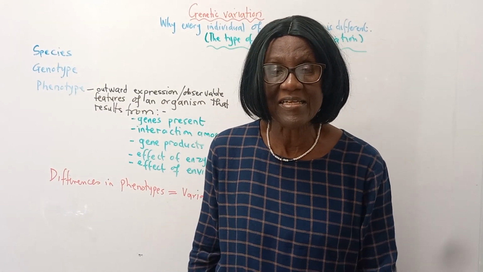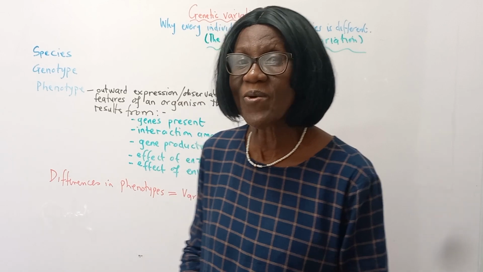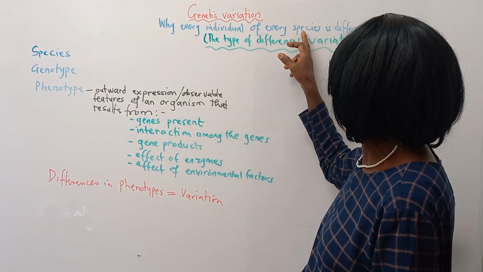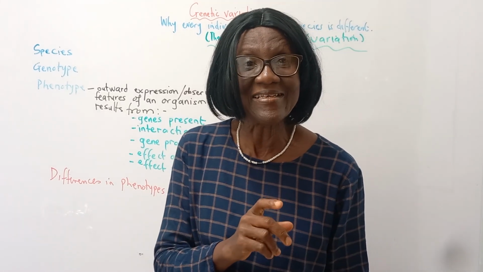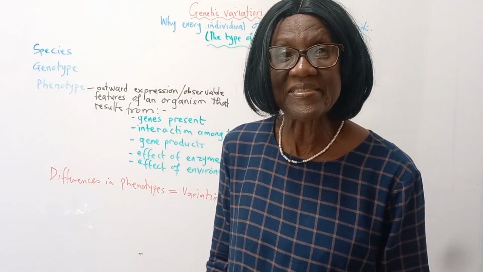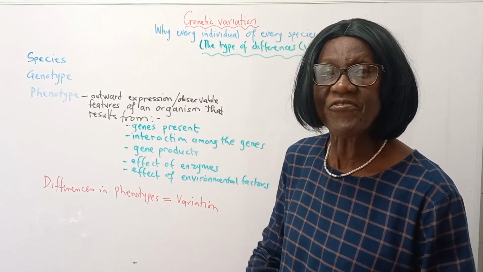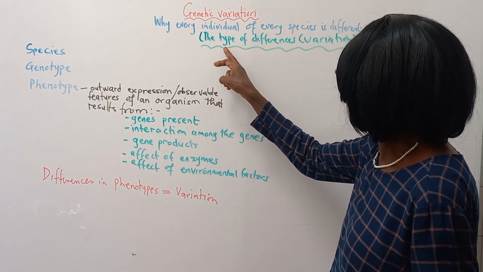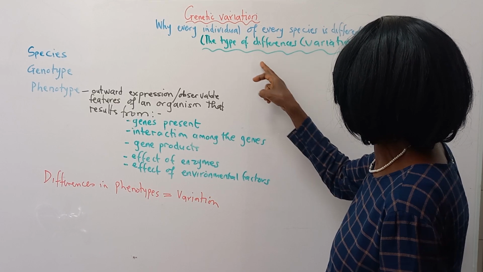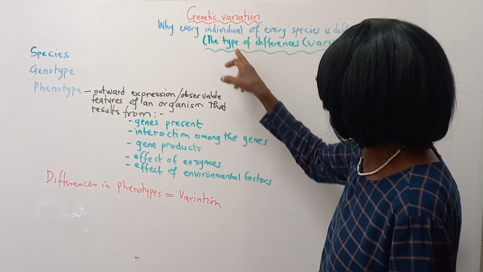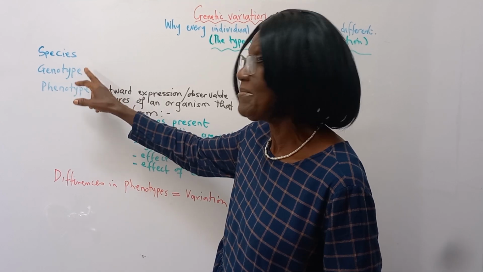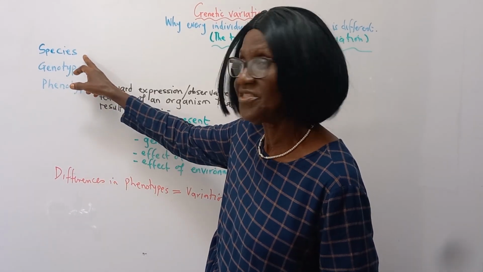Today we are in the process of answering the question of why every individual of every species is different. In our last lesson, we answered the question of why every species is different. In this lesson, we will consider the types of differences, genetic variation, the types of variation. We will explain some terms like species.